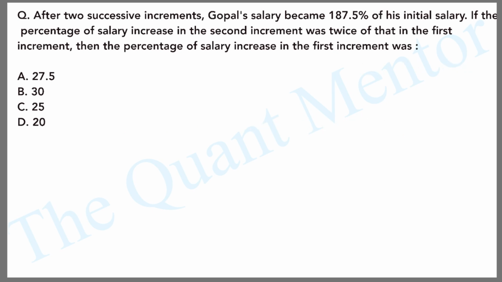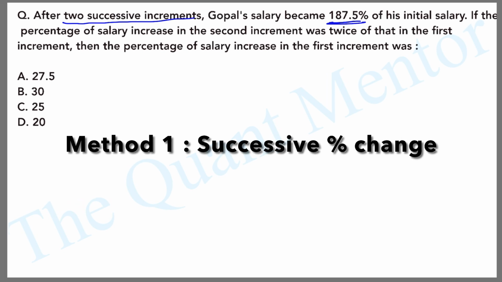The question says, after two successive increments, Gopal's salary became 187.5% of his initial salary. The percentage of salary increase in the second increment was twice of that in the first increment. Then the percentage of salary increase in the first increment was... Right? So there are many ways to solve this question.